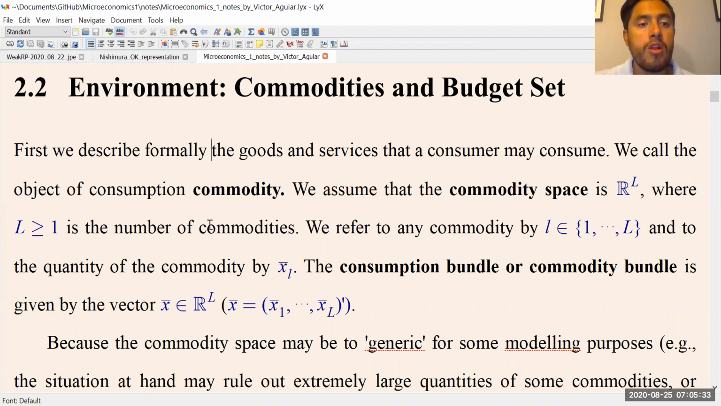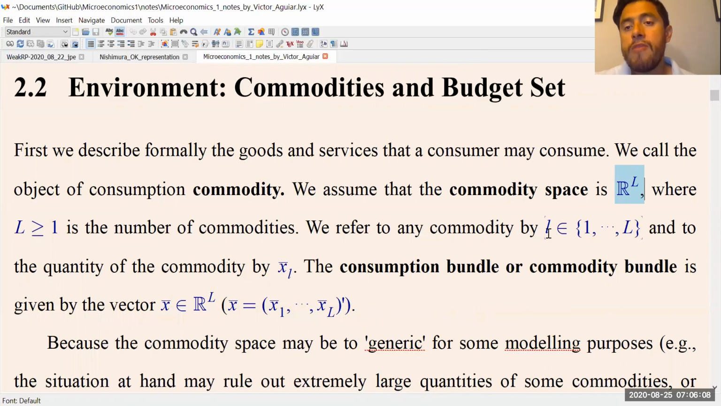We call the object of consumption a commodity. This commodity space is the Euclidean space of size L. At this stage, we're allowing negative values of commodities, which means that you owe this amount, and positive values means that you have them. Later, we're going to specialize it to only positive values. Capital L denotes the number of goods, so we're going to study cases where we have at least one physical good. Capital L is going to be fixed in the particular applications we study.